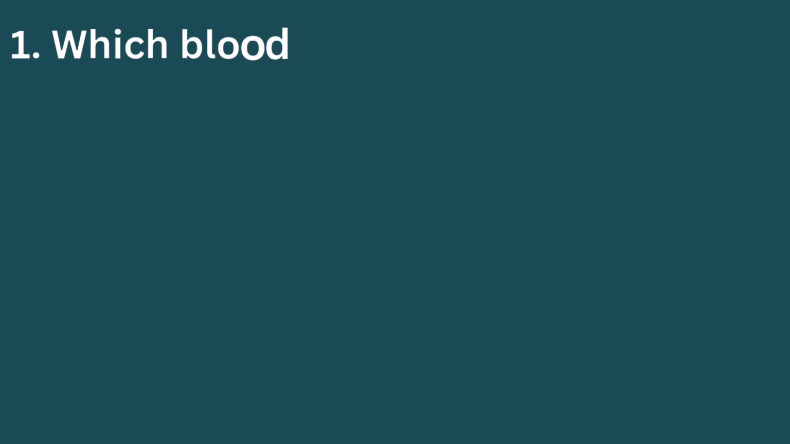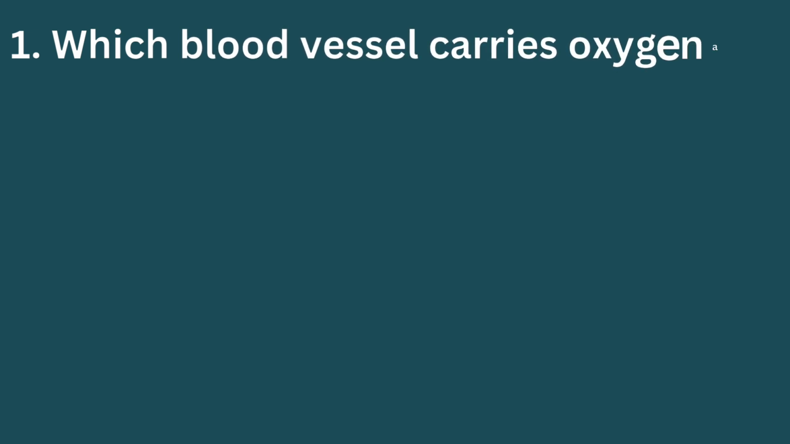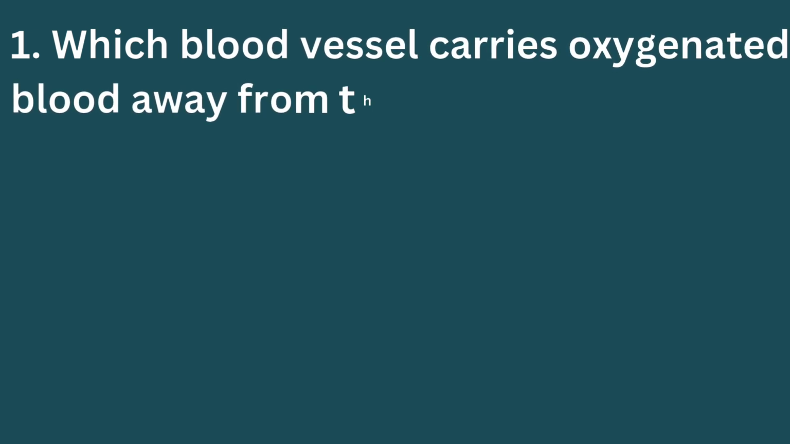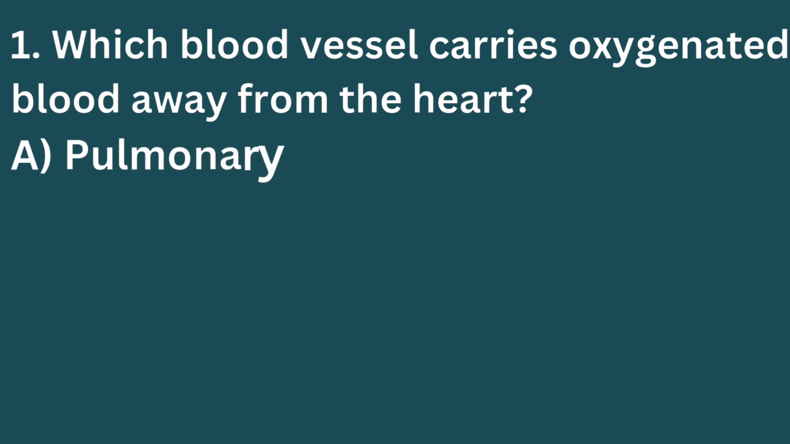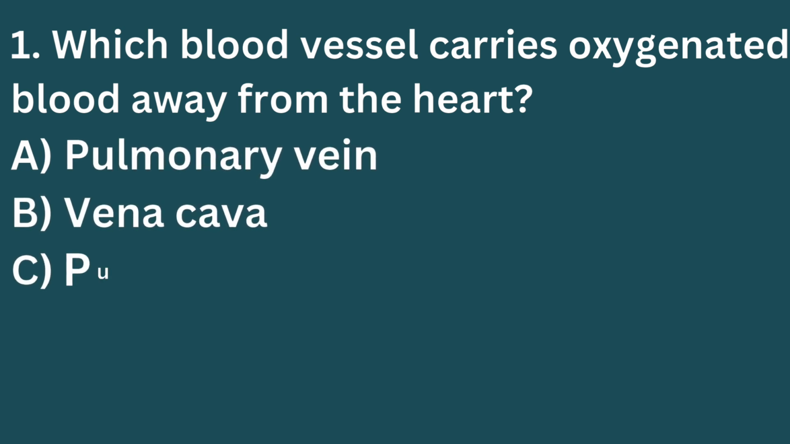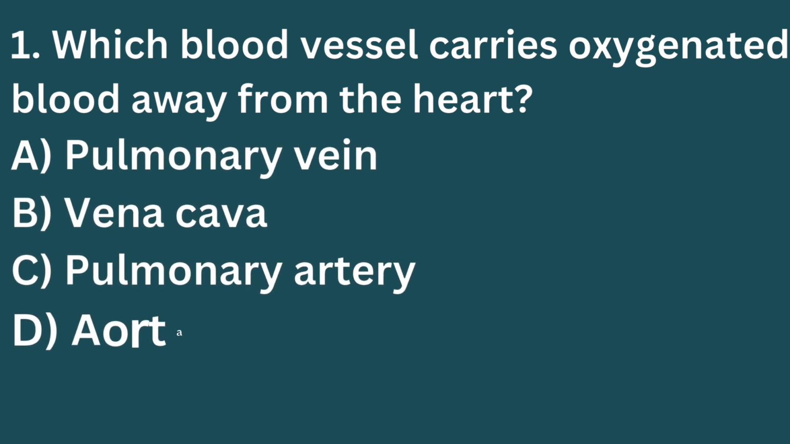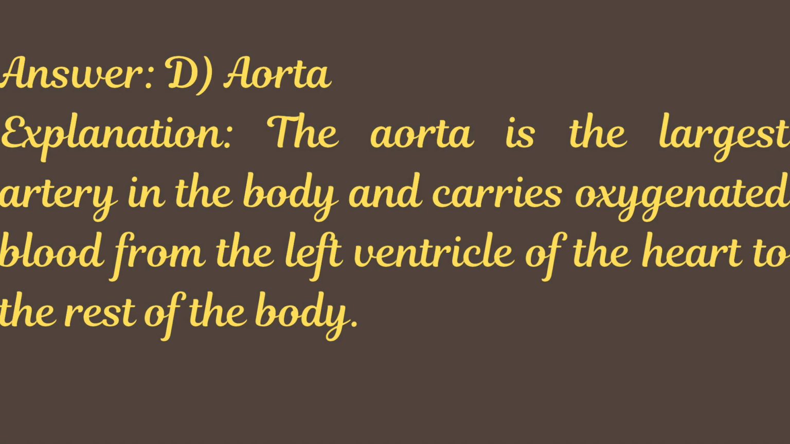1. Which blood vessel carries oxygenated blood away from the heart? A. Pulmonary vein. B. Vena cava. C. Pulmonary artery. D. Aorta. Answer: D. Aorta. Explanation: the aorta is the largest artery in the body and carries oxygenated blood from the left ventricle of the heart to the rest of the body.